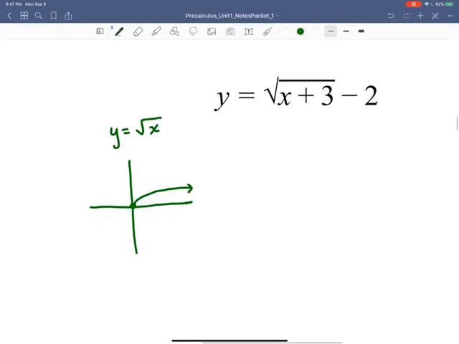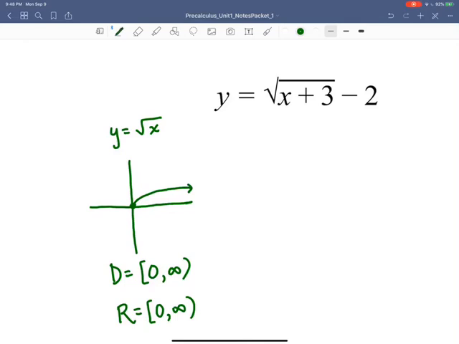So if we think about the domain and range of the square root function, we know that we cannot plug negative numbers into the square root of x. So the domain is 0 to infinity, and the range is also 0 to infinity, because if we plug 0 into the square root function, we get 0, and as we plug larger numbers into the square root function, we get larger numbers.